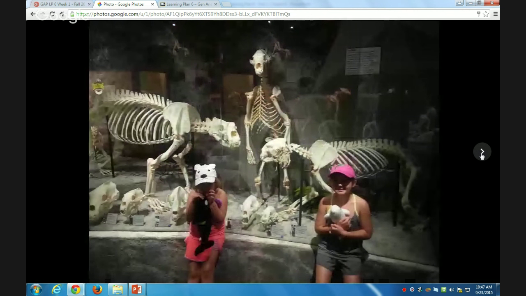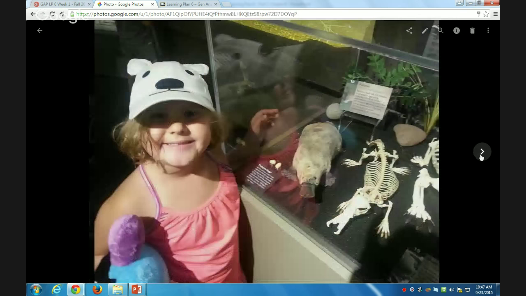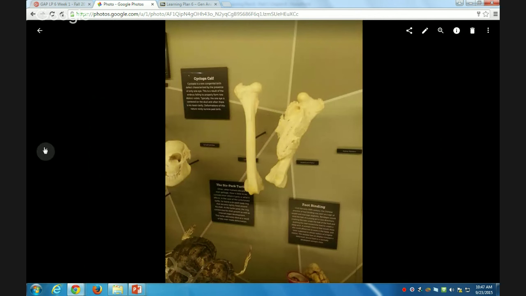I want to get to some interesting ones here. These are the bears. There's a bear. Platypus. Okay, so here are some interesting things.